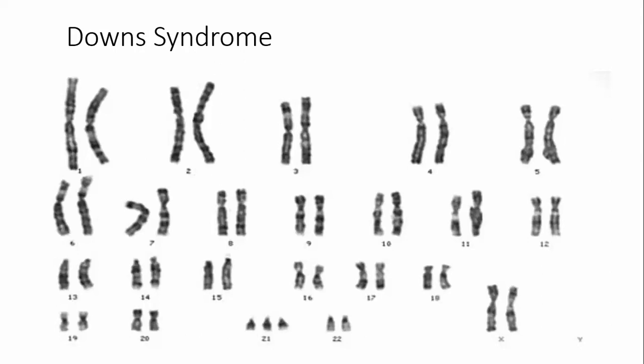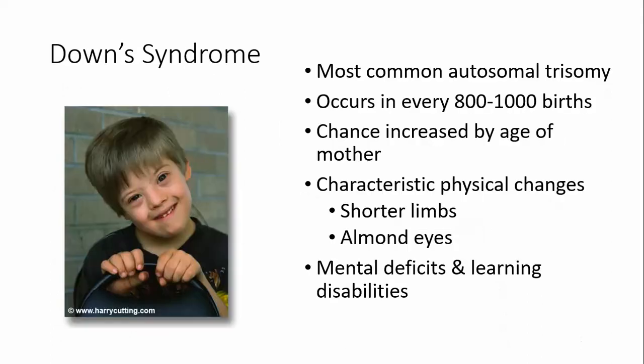And if you're looking for an abnormality, that's the abnormality there. So there are 3 copies of chromosome 21. Notice how tiny chromosome 21 is compared to all the others. That's the only reason why a person with trisomy 21 can actually survive, because it's a tiny amount of DNA that's been duplicated.